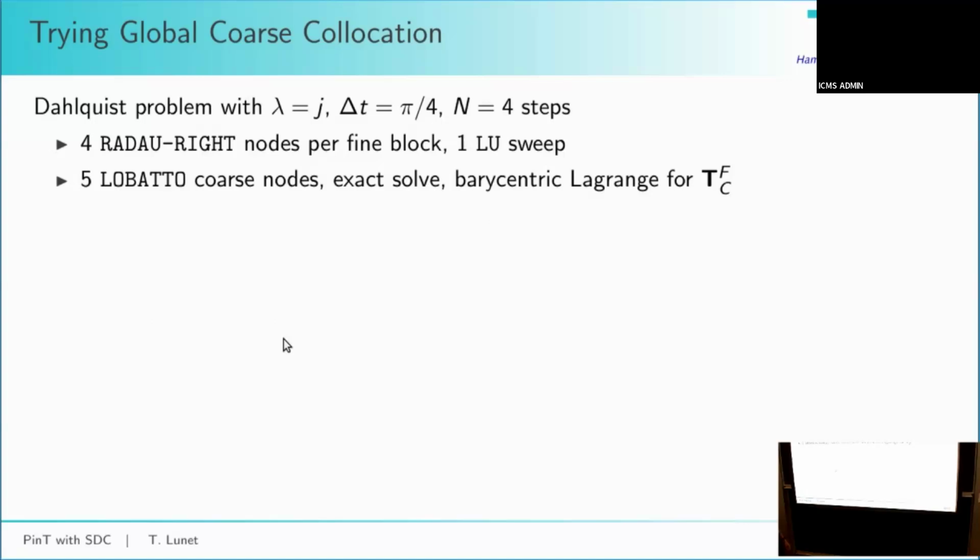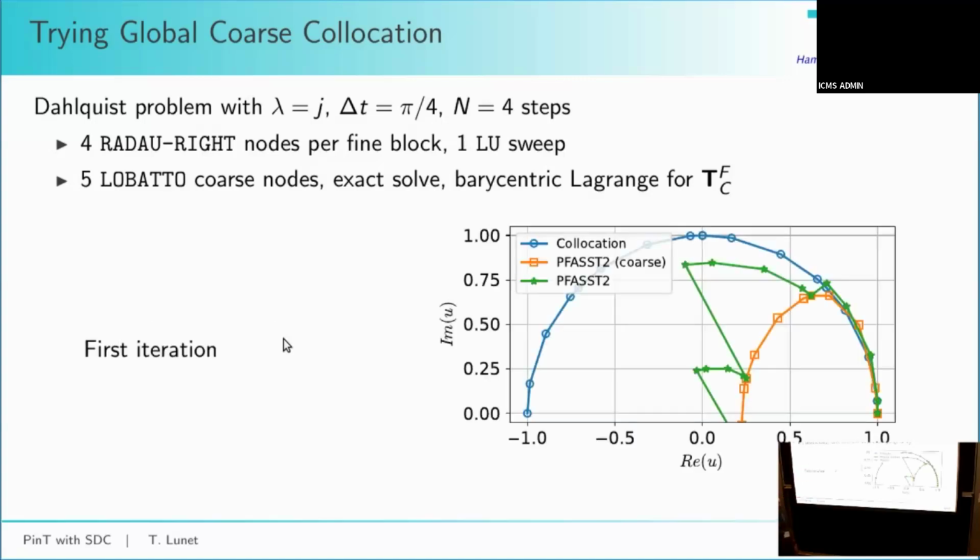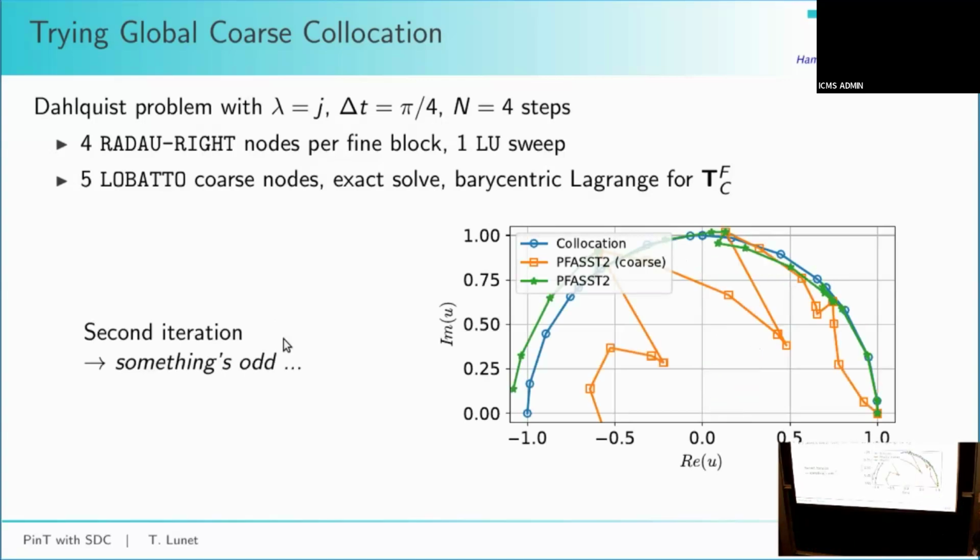So if I look at the Dahlquist problems, same settings here, and I do one LU sweep and so on. This will be my first iteration of the problem. What I see here is it doesn't work at all. I use the coarse solver exactly, and that's fine. And it gives me something, I don't represent it, but if you actually look at what's in it, it's something really, really bad. And then the fine sweep tried to correct it, but the coarse solver is already so bad that the second iteration gives me something really odd, so I don't like it. There is something weird here.